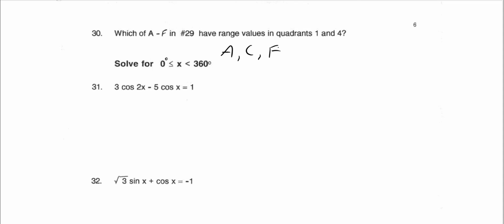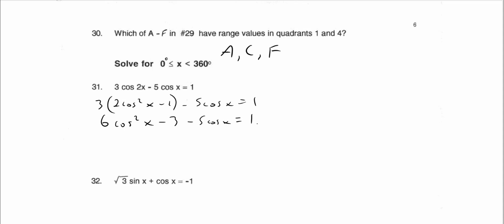The next one, these are solving equations, so you need to be good at that. If you see a cosine of 2x, please do not factor something out. If you factor something out, you're going to get punched. You have to change cosine of 2x into one of the identities because it's already in terms of cosine. We're going to change that to 2 cosine squared of x minus 1. Very important. Minus 5 cosine of x equals 1. Distribute that, so we get 6 cosine squared of x minus 3 minus 5 cosine of x equals 1.